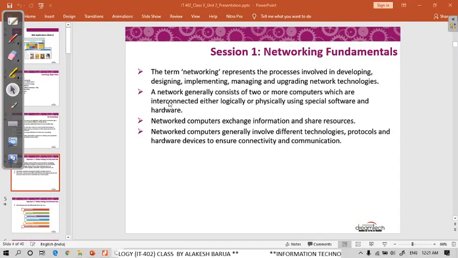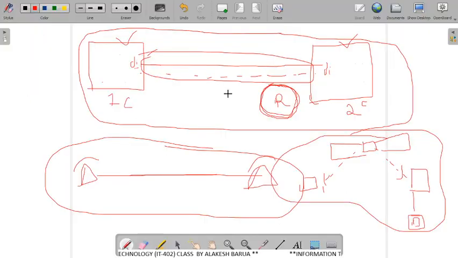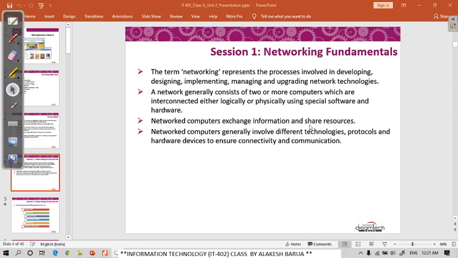What is a network? If the question comes in the exam, it can generally come as a 1-mark question, then you just write this one. A network generally consists of two or more computers which are interconnected either logically or physically using special software and hardware. Then what do network computers do? They exchange data and information, they can exchange programs, they can exchange resources. I'll get to what resources are in a minute. So network computers exchange information and share resources when they are connected in a network.